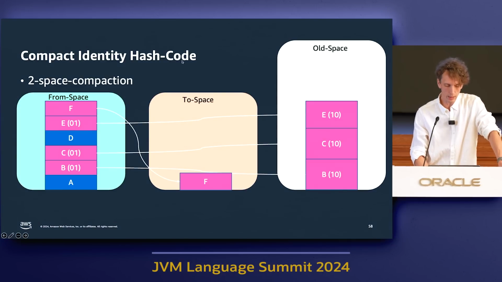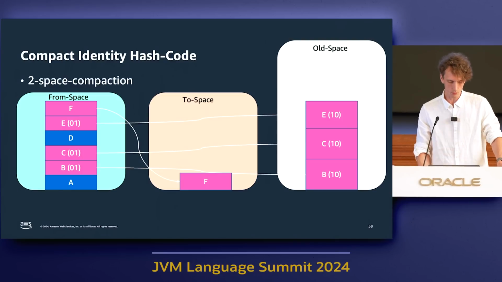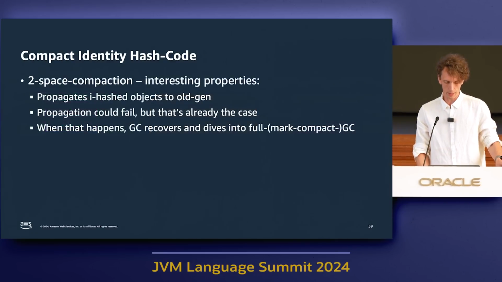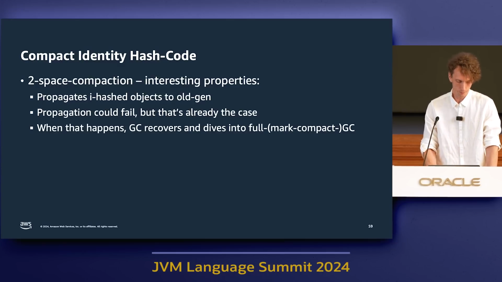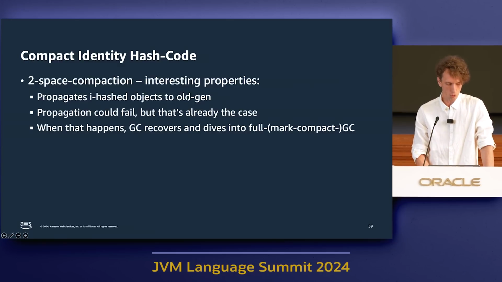We might still get a promotion failure. If old space is full and we cannot promote them to old space, we might still get the failure here. But this is already the case with current GCs. So they already deal with promotion failures by recovering from this and diving into Mark compact GC, which I have explained before is okay. So yeah, that should cover the two-space compaction in my opinion.